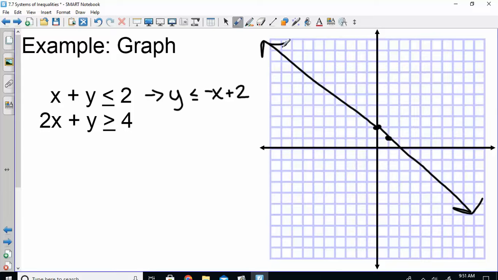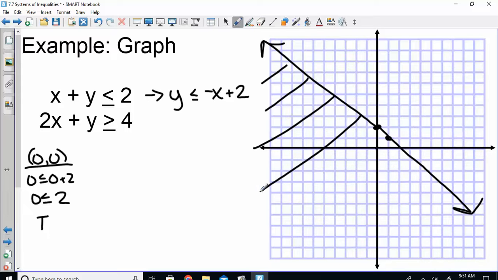There's a couple options. I think Mrs. Keller usually had you do test points. So she had you pick a point that wasn't on your line. Most of the time you probably just did 0, 0 unless it was on the line. If you plugged 0, 0 in, you get 0 less than or equal to 0 plus 2. So is 0 less than or equal to 2? Yes, that's true. So 0, 0 works. That's below the line, so we shade below. Now this is actually not my final answer yet, so I'm only going to lightly shade this in for now. So on your paper, just lightly shade that.